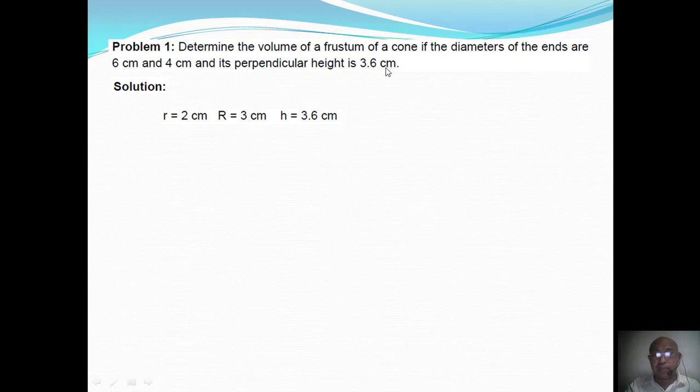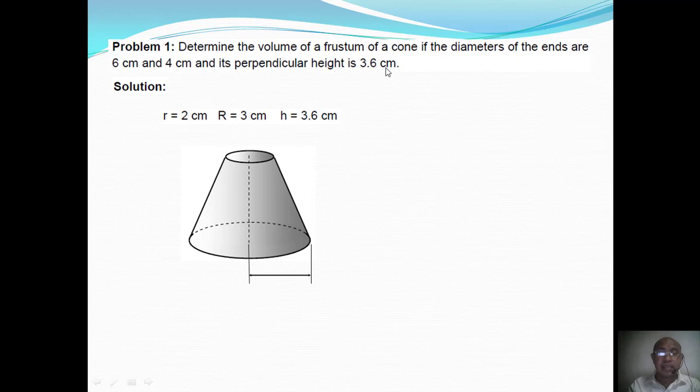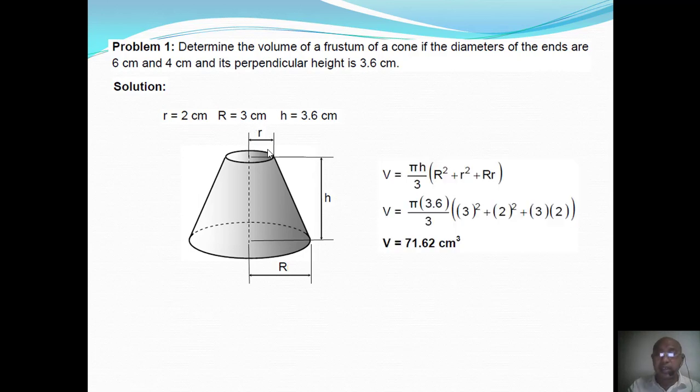The height is 3.6. Okay, so we have here big R, small r, and the h with the given values here. So formula, h/3 times area 1 plus area 2, square root of area 1 times area 2, or in terms of the radius, pi h/3, R plus r plus R times r. Okay, so substituting values, we have the volume 72.62 cubic centimeters.